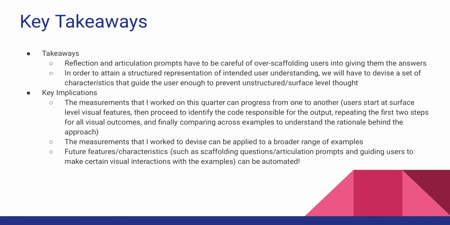Key takeaways: the reflection and articulation prompts have to be careful of over-scaffolding users into giving us the answers. One thing that I think is a risk is that since we do point out which lines of code to focus on, we are kind of telling the user, in our articulation prompt, what code is part of the particular approach, which in some examples, we're not sure if the user would have actually discovered on their own.